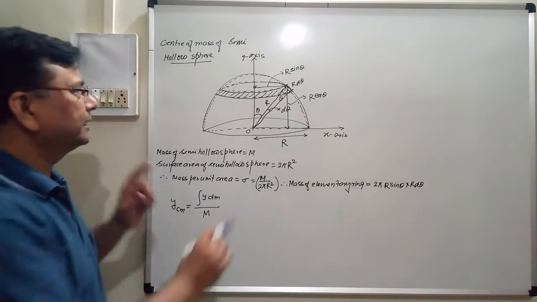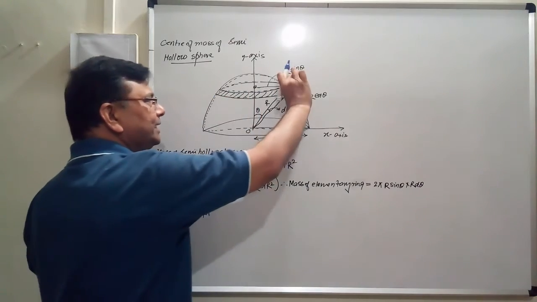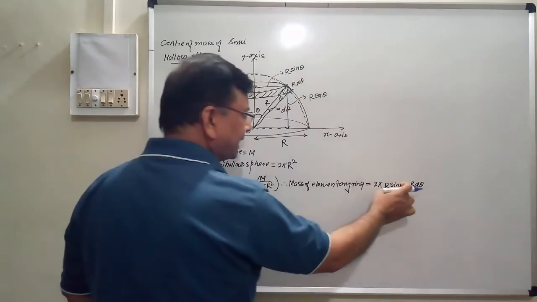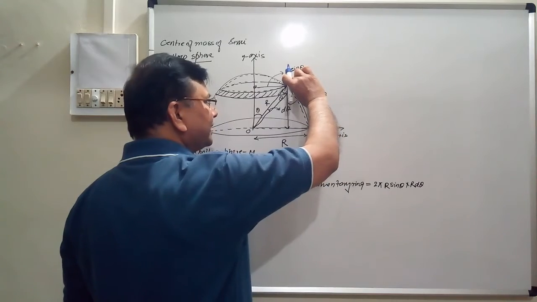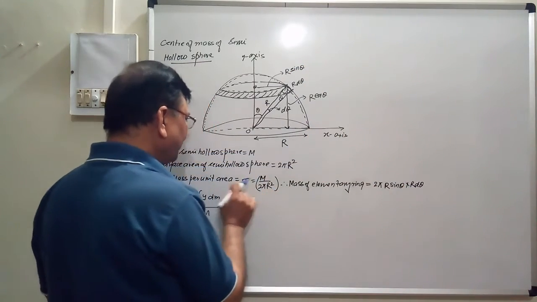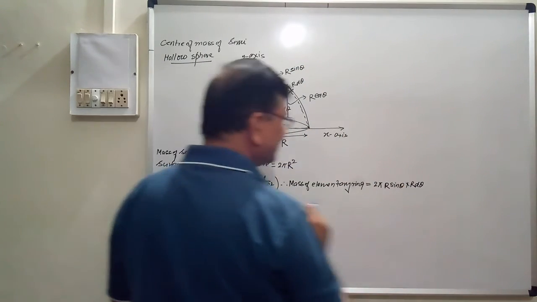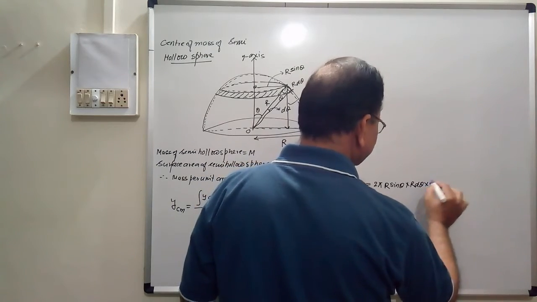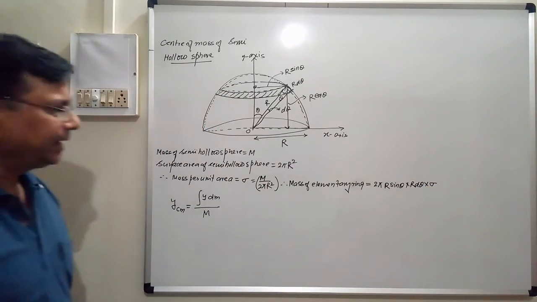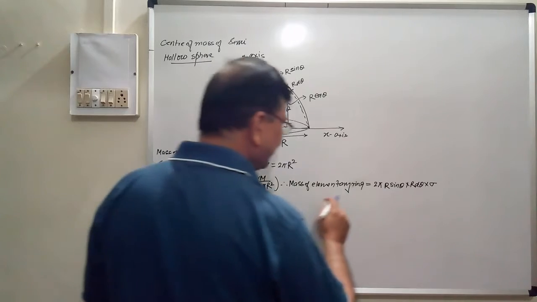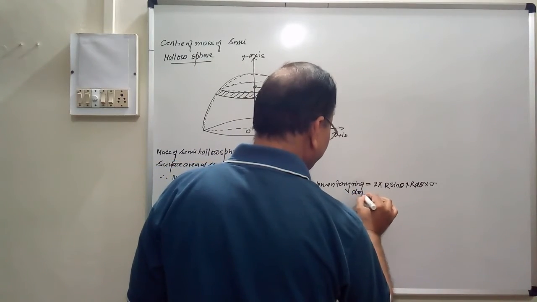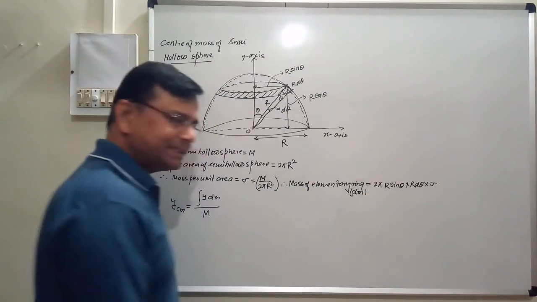This will be the total area: circumference into this distance. So 2 pi r sin theta into r d theta, this will be the total area, and mass per unit area is sigma, so I will multiply this by sigma. This is the mass of the elementary area and it is denoted by dm. So this much is clear.